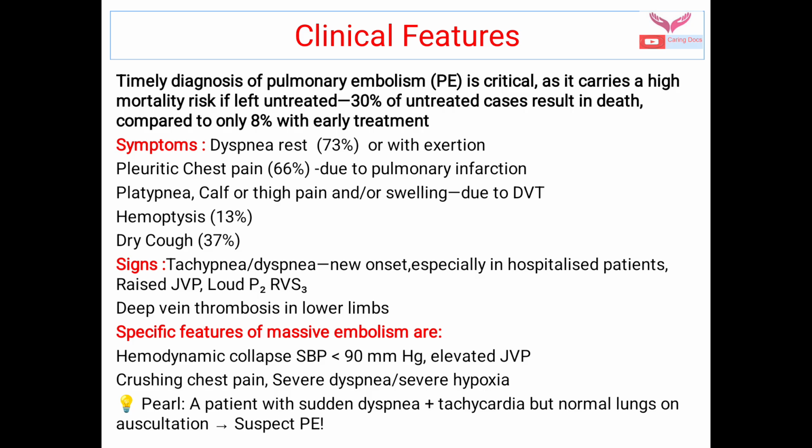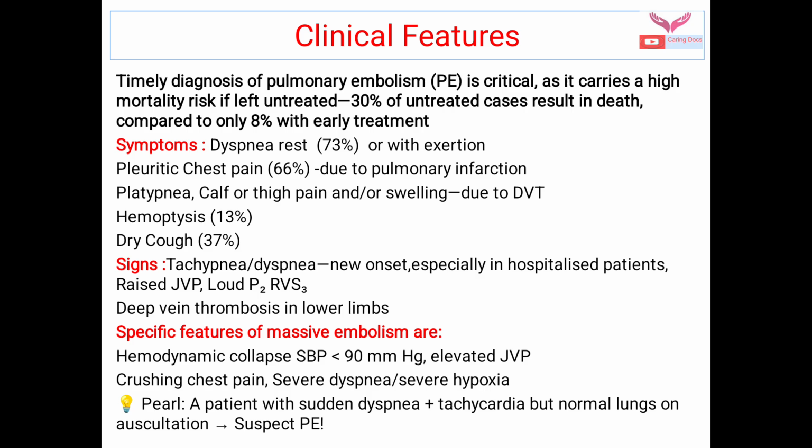Symptoms are dyspnea at rest or with exertion. It is seen in 73% of the cases. Pleuritic chest pain is seen in 66% of cases due to pulmonary infarction. Patient may have platypnea, cough, or thigh pain or swelling due to DVT. Patient may have hemoptysis, dry cough.